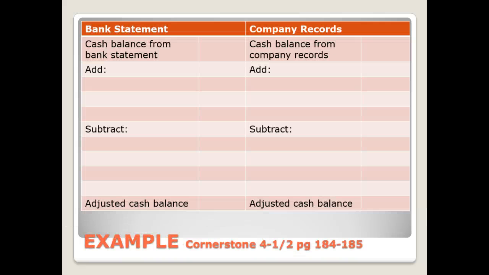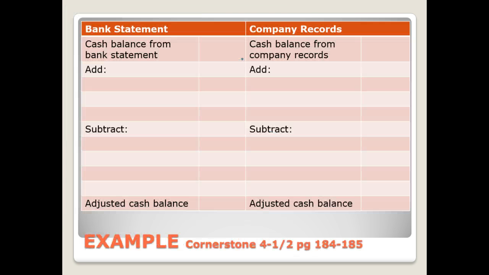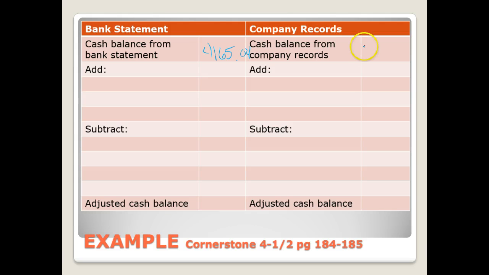So let's fill in. Notice I've got a 2-column bank reconciliation. At the start, I'm going to put the cash balance directly from the bank statement. Let's go back. Where is that? Well, the current balance as of August 31st, 2011 is $4,165.04. That's from the bank statement. And what was the balance as of the end of August from the company's records? Well, it's right here: $3,991.54.